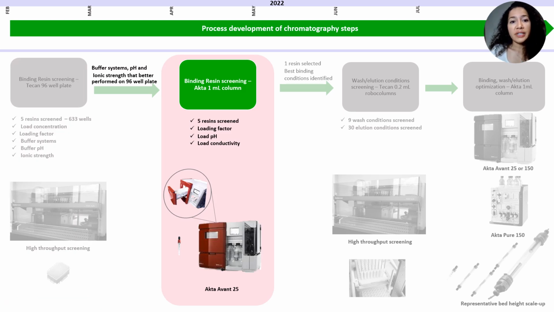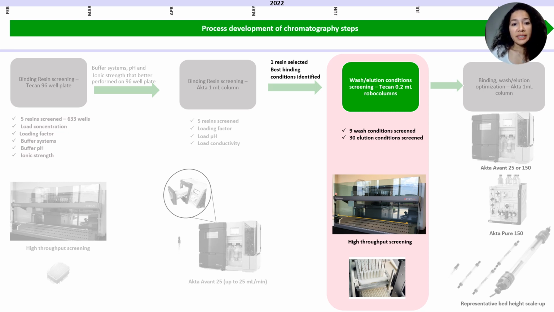Once we had identified the resins, buffer systems, pH, and ionic strength that performed better on the 96 well plate, we moved to 1 ml resins to assess the dynamic binding capacity of the resins that performed well previously, and also some new resins that were not available in the 96 well plate format. In total, we screened 5 resins, tested different loading factors, load pH, and conductivity. For that, we used the ACTA Avant 25.